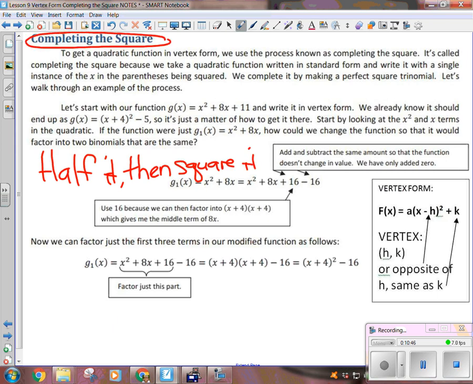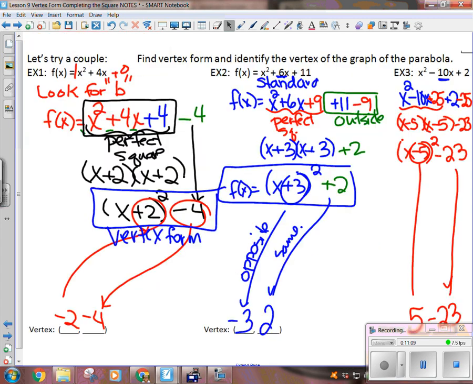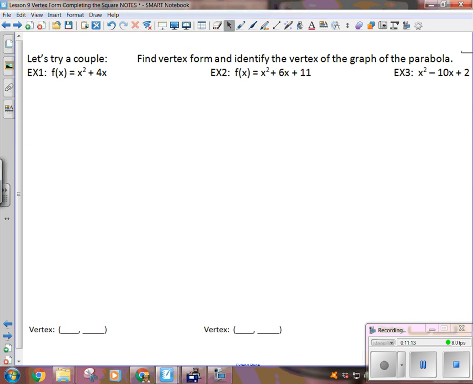Jump back. Have we ever done that before? Yes. We learned to complete the square as a method to solve. We're not solving today. We're just trying to move one version of the equation into another one.